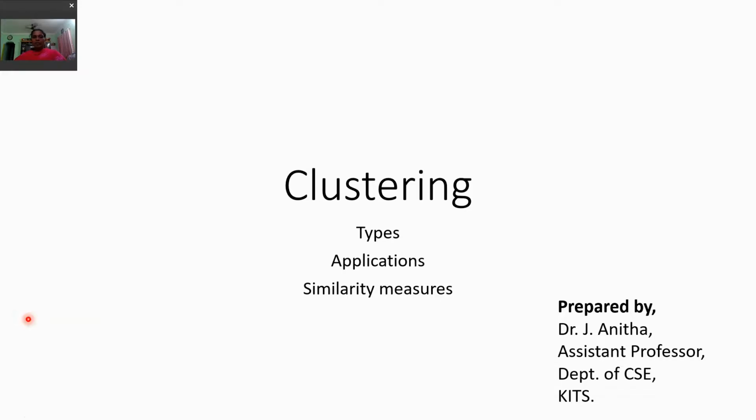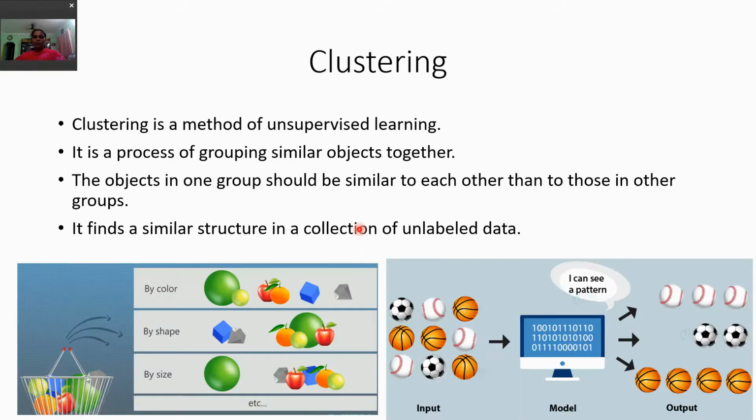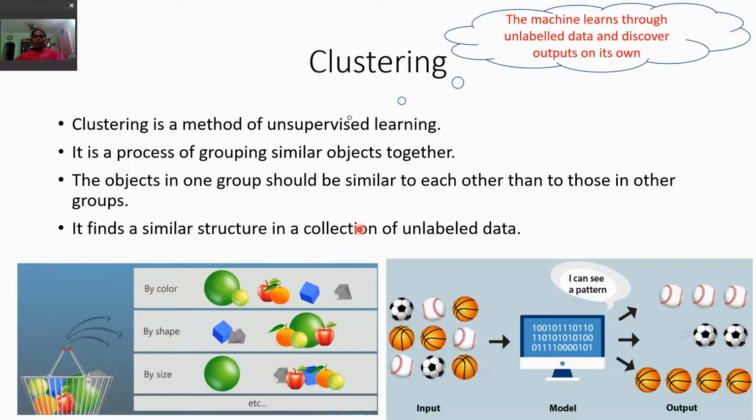Dear students, in this lecture we are going to see the concept of clustering, its types and its applications. Also the similarity measures used in clustering algorithms. Clustering is a method of unsupervised learning algorithm. As you know already, what is unsupervised learning? In unsupervised learning, the machine learns through the unlabeled data and discovers the outputs on its own. It doesn't need any external teacher to teach the model.